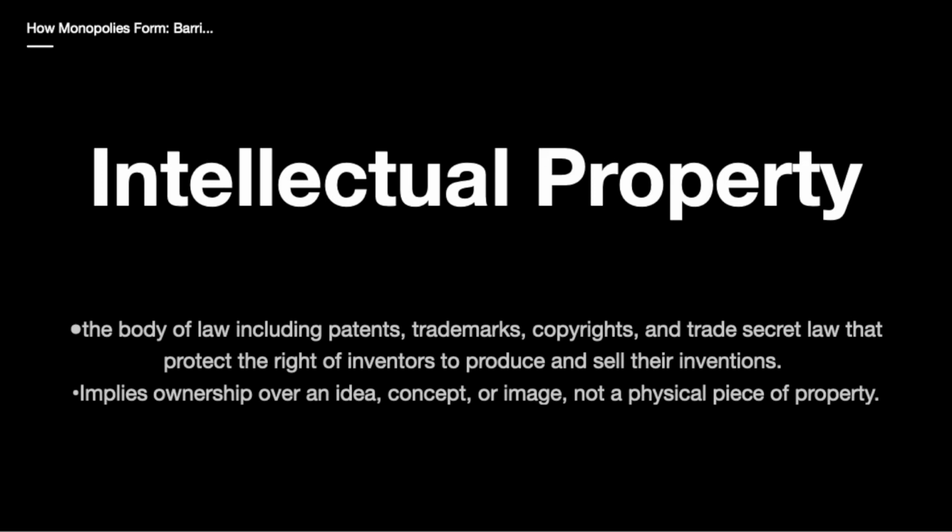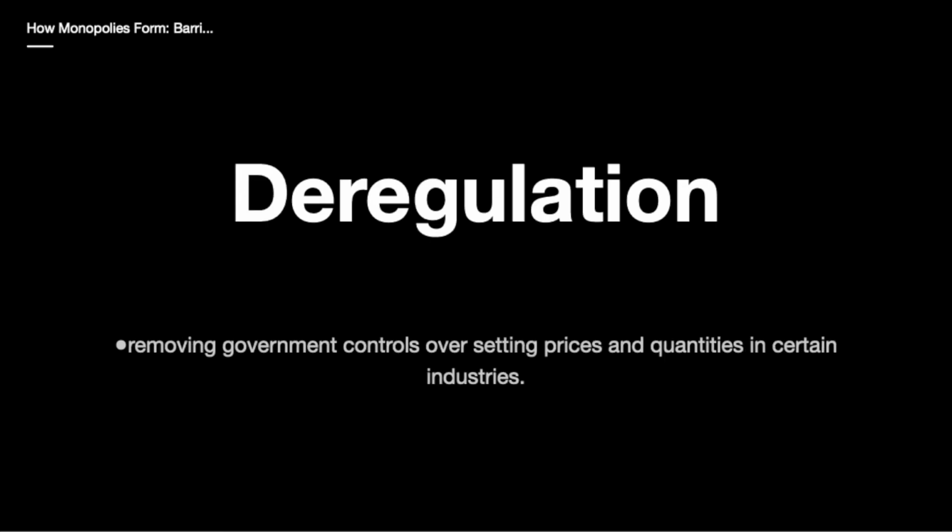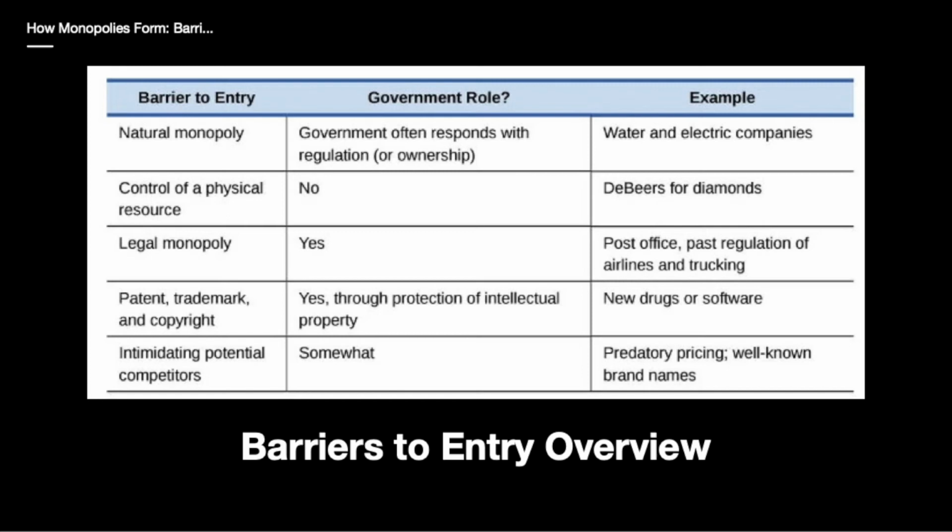Intellectual property: the body of law, including patents, trademarks, copyrights, and trade secret law, that protects the right of inventors to produce and sell their inventions. This implies ownership over an idea, concept, or image, not a physical piece of property. Deregulation removes government controls over setting prices and quantities in certain industries. Summing up barriers to entry.